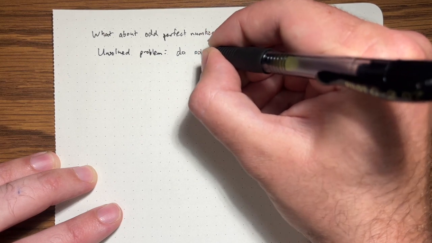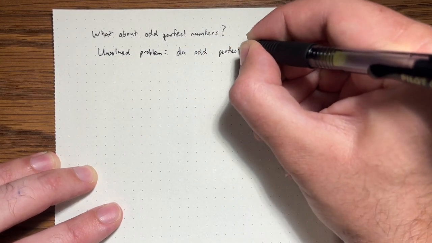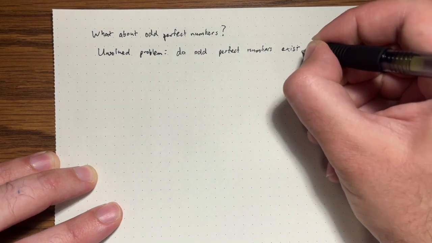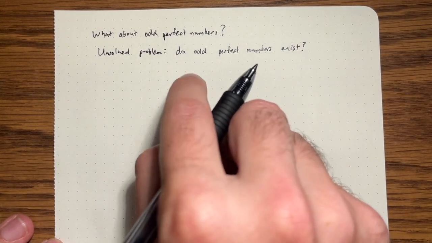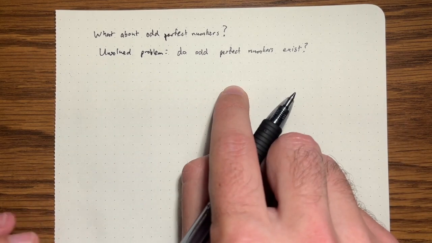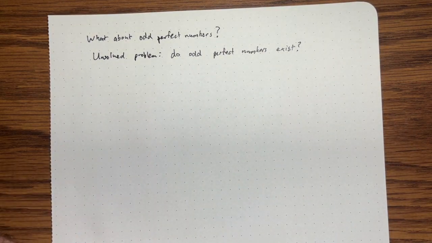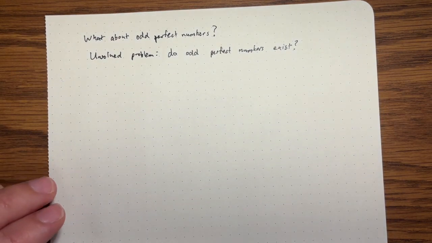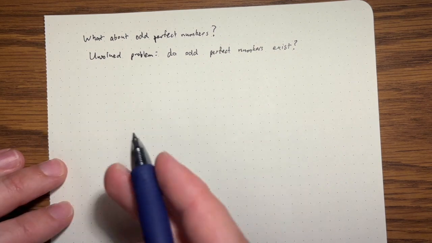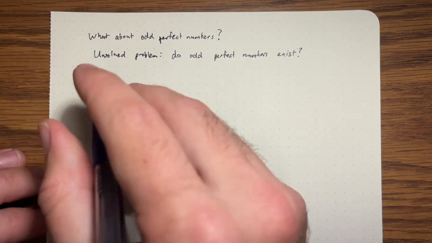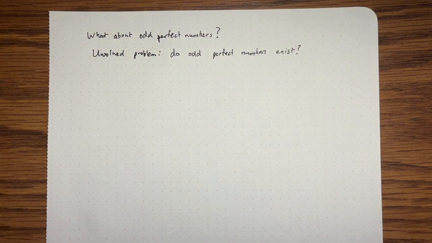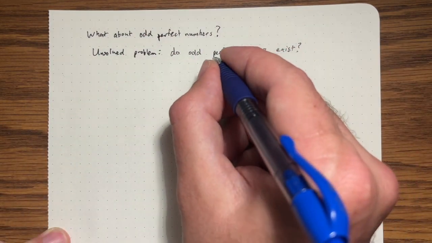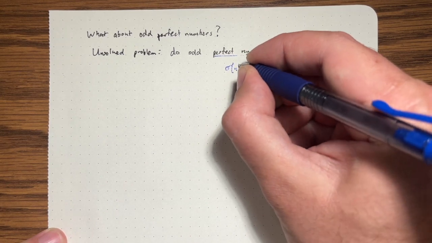So do odd perfect numbers exist? No one has found one yet, but at the same time, no one's been able to prove that they don't exist. So they very well could exist. And I want to give you some idea of how you might think about this problem if you want to start thinking about odd perfect numbers. So what's the idea? Well, we know that if it's perfect, it satisfies sigma of n equals 2n.